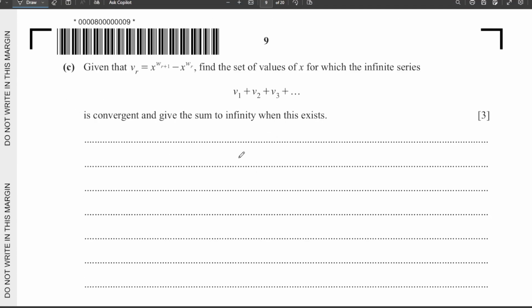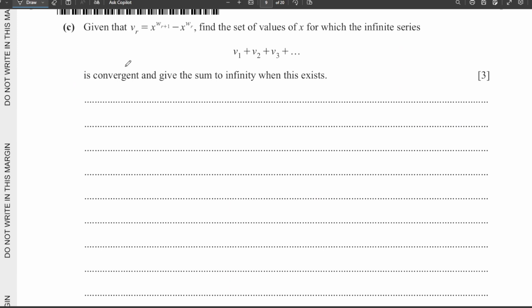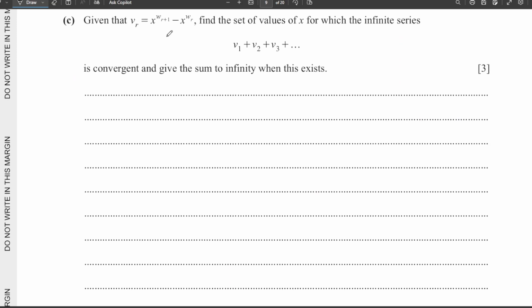Okay, part C. Now given that Vr is x to the power Wr plus 1 minus x to the power Wr, find the set of values of x for which this infinite series is convergent, and give the sum to infinity when this exists. Okay, so again, I think we need to substitute in the r value and see if we can get any pattern here.